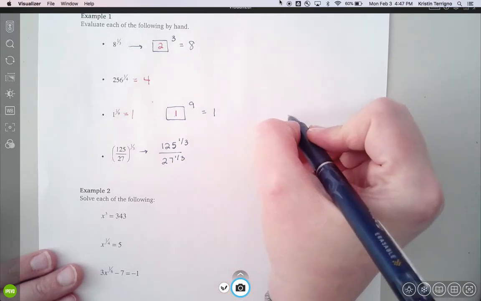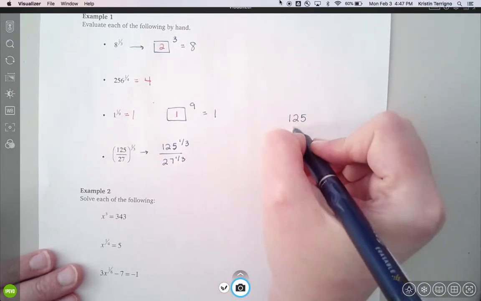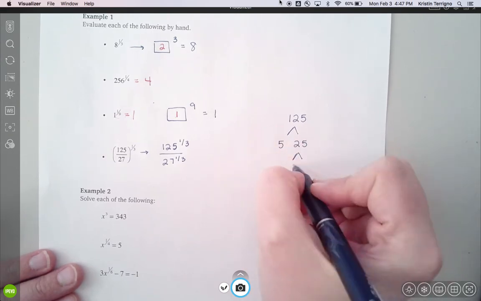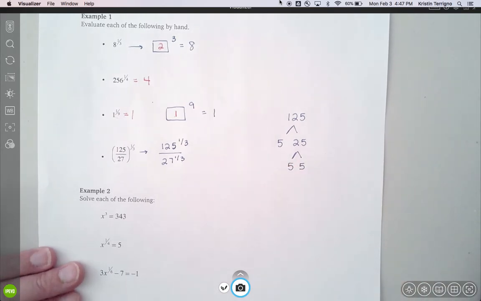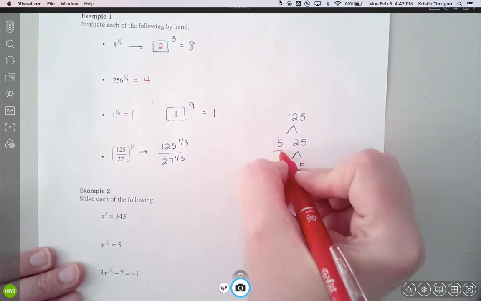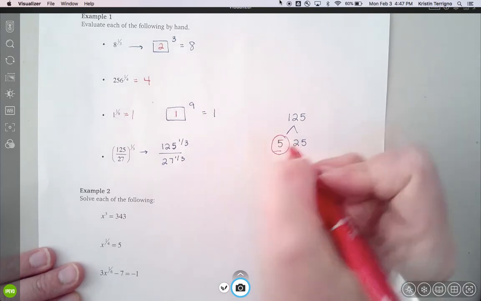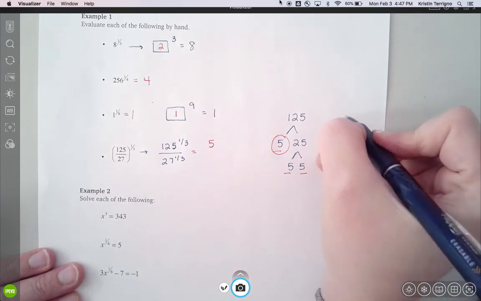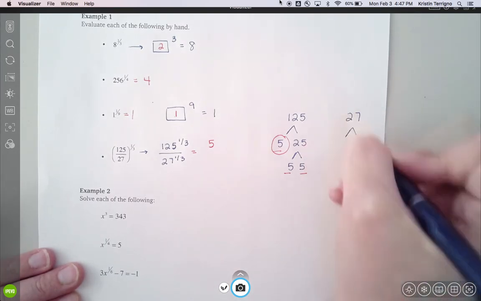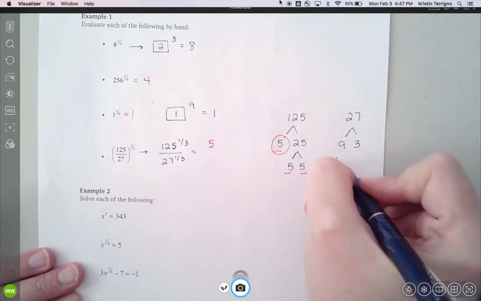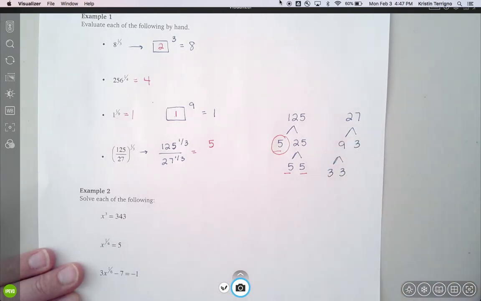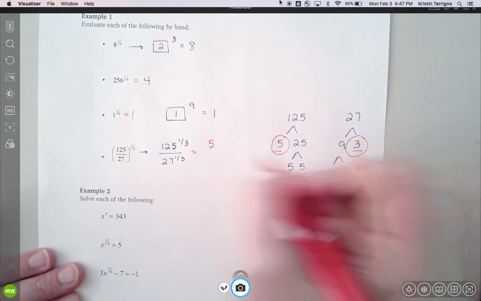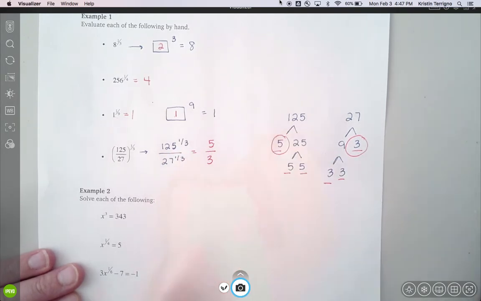So I'm going to go 125 and split it. And so I know that that's 5 times 25, and that's 5 times 5. And so it's split really nicely into 3 pieces for me, 1, 2, 3, and that means 125 to the 1/3 power is 5. Now I'm going to do the same thing for the 27. 27 is 9 times 3, and 9 is 3 times 3. Once again, it's split very nicely into 3 equal pieces, and so my answer here is just 3. So 5/3 would be my final answer.